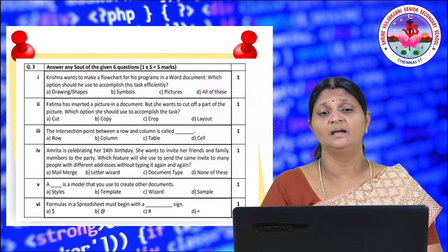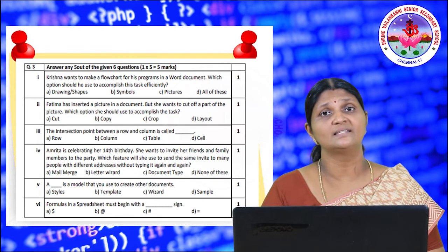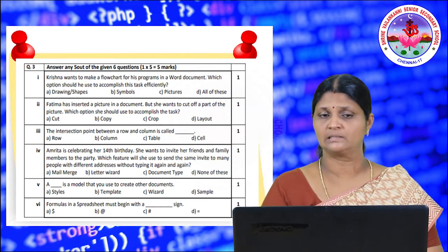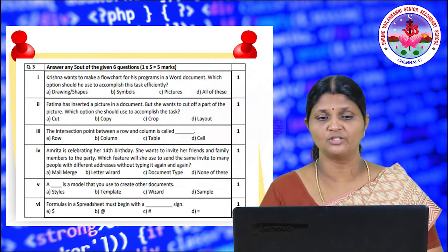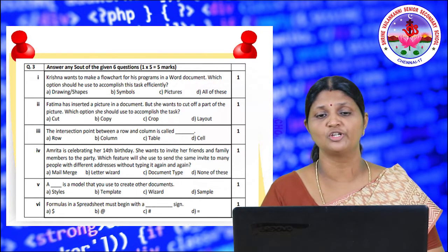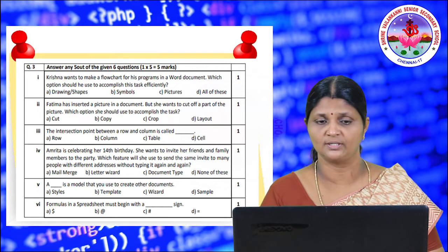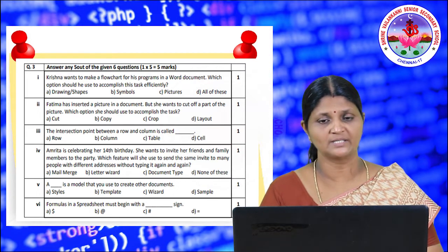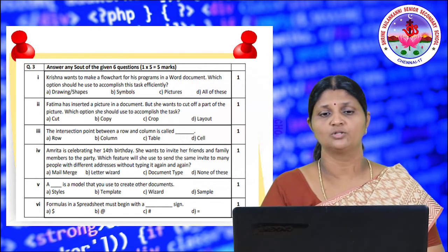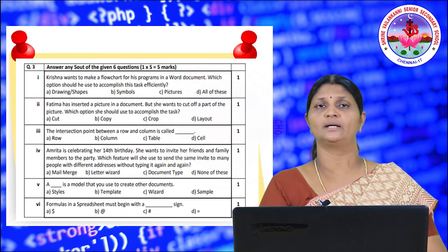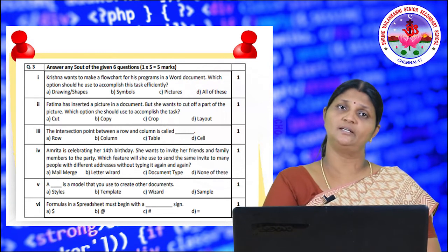Third question. So we are going to answer 5 out of 6 from these questions. So there are 6 questions under 3. So first subdivision, Krishna wants to make a flow chart for his programs in a Word document. Which option should he use to accomplish this task efficiently? Drawing or shapes, symbols, pictures, all of these. So what do we use for flow chart? It is drawings and shapes.